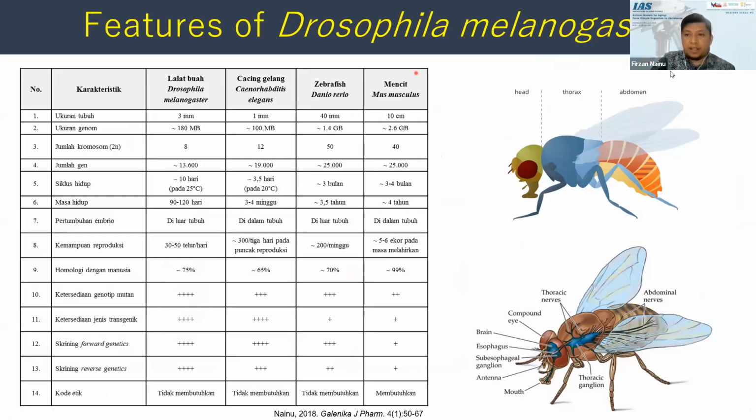To make it easier for everyone, I prepared one article in an Indonesian journal to make it easier to understand the features of Drosophila and the advantages of using Drosophila in biomedical research, particularly in drug screening. You may take a look at this paper I published in 2018. The notion is that we can use Drosophila for forward genetics and reverse genetics easily, and we don't need ethical clearance, just like yeast.